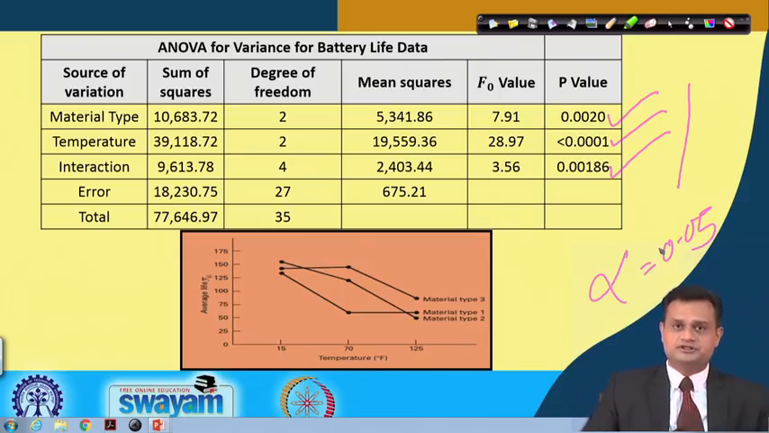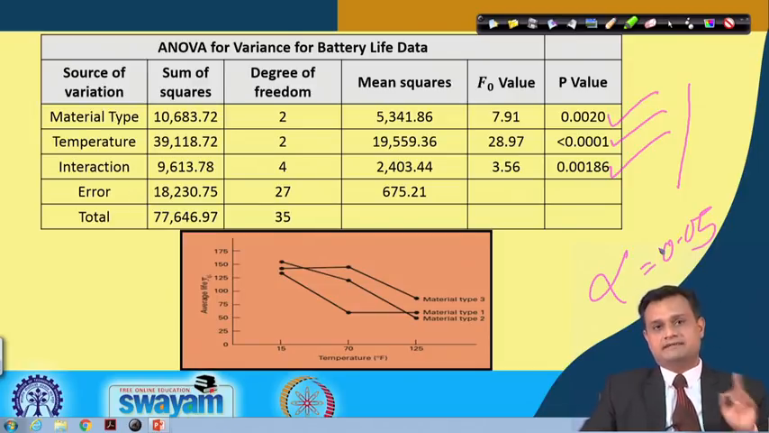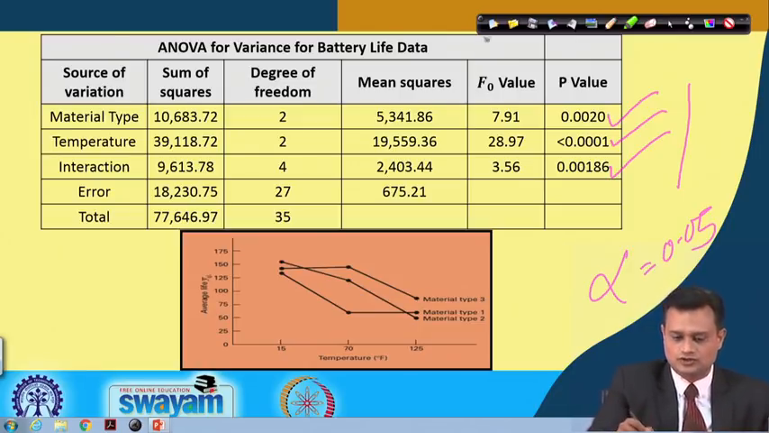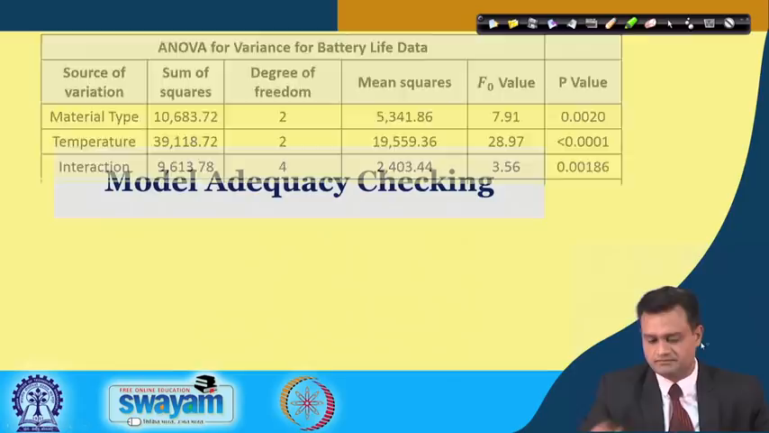So my null hypothesis that there is no main effect A, there is no main effect B, there is no interaction effect is rejected, and hence there is a significant impact of temperature on the battery life, there is a significant impact of material on the battery life, and interaction effect is also significant in terms of battery life.